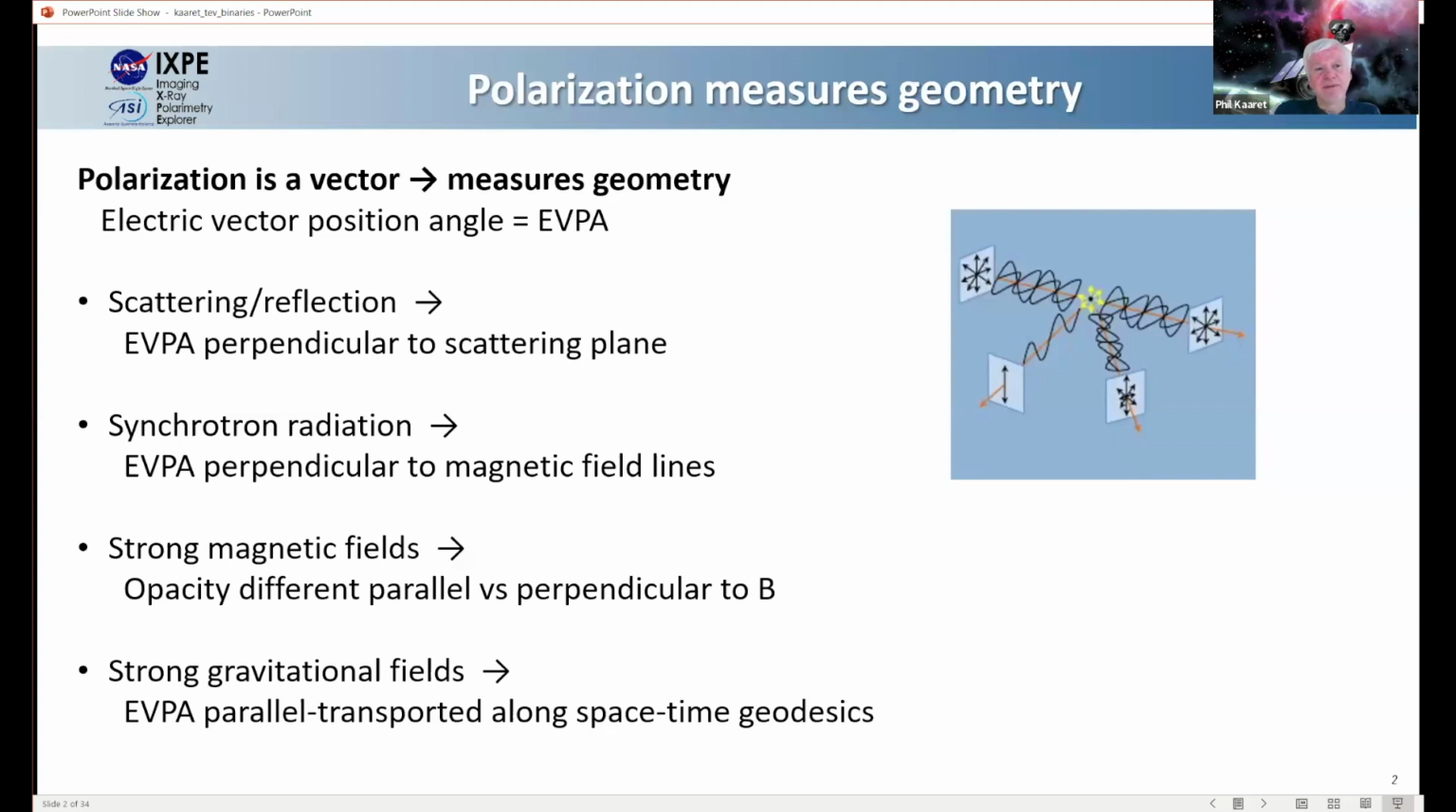And so I've listed a few physical processes. In polarization, what we really can do is tie back the polarization to how the photon was produced. And depending on how the photon was produced, that tells us different things about the geometry of the source.